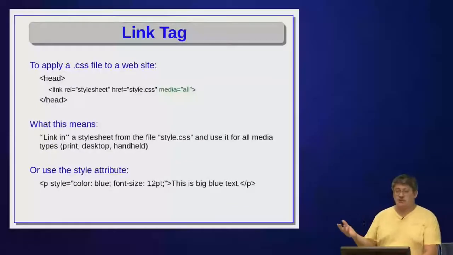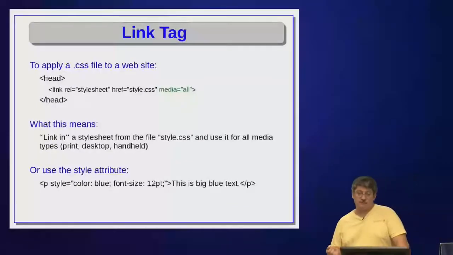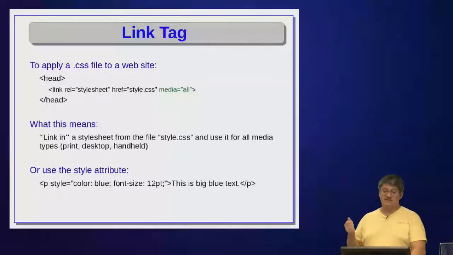I've given you a third attribute here, a media attribute, which is optional. You don't have to include it. Its default value is all. It might be the case that we want a web page to look one way when we pull it up on the screen, but to look completely different if we print it.